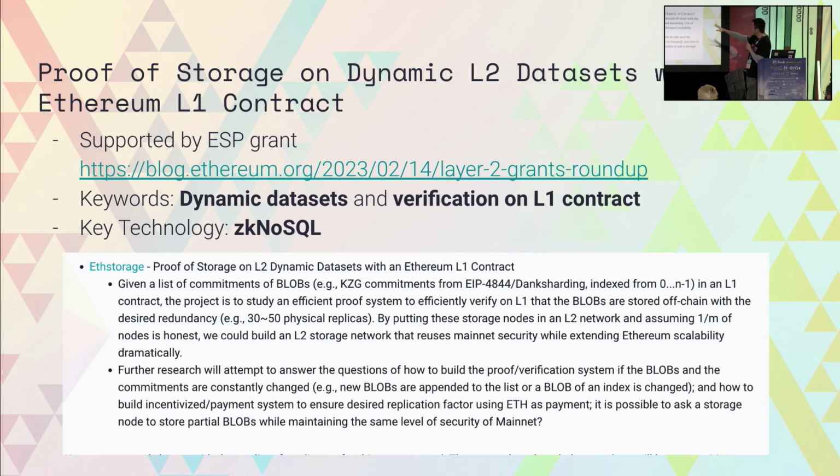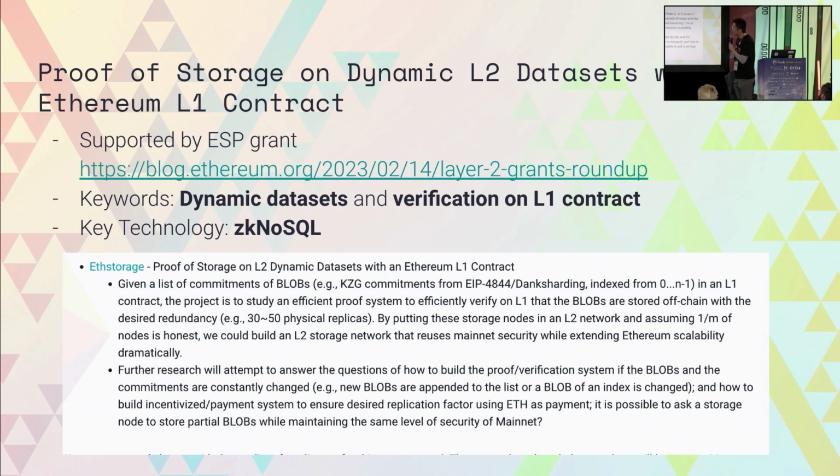And so the keywords: one is dynamic. Suppose I'm a user, I upload an article onto the blockchain, I may modify it, I may delete it. It can be frequently changed. And further, the verification is on top of a layer 1 contract. No protocol upgrade is required, just like ZK-SNARK and ZK rollup.